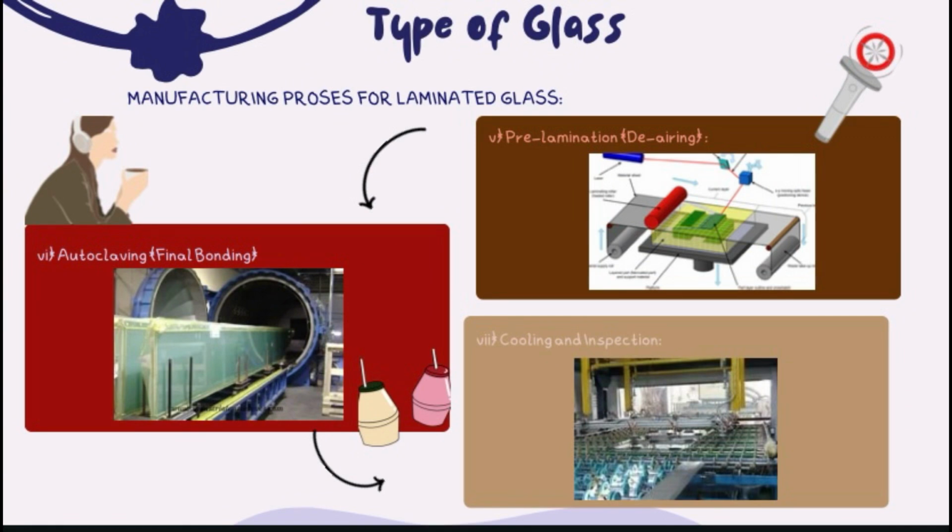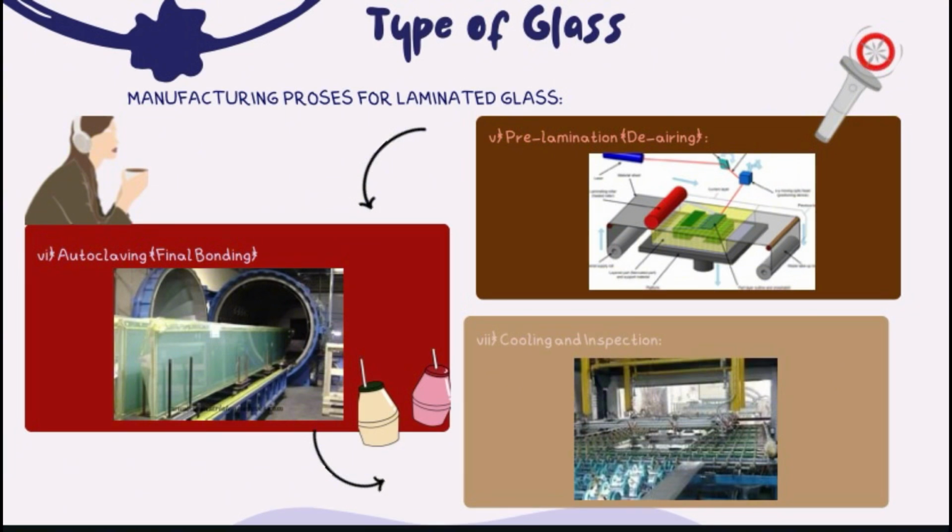Second, PVB layer placement. A thin sheet of PVB plastic is placed between the two pieces of glass. This plastic layer acts as the safety layer that holds the glass together if it breaks. Third, pre-pressing. The glass and PVB sandwich is passed through rollers to remove bubbles. This process helps the layers stick together.